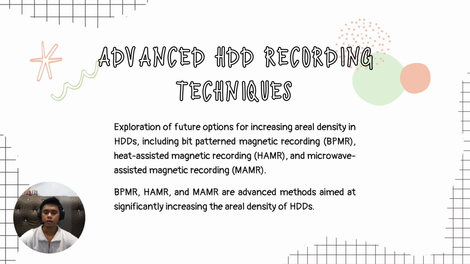Heat assisted magnetic recording uses localized heating to reduce the coercivity of the disk material, allowing for denser data recording. And lastly, microwave assisted magnetic recording employs microwaves to assist in the magnetic recording process, enabling precise and efficient data writing. These innovative methods enable the storage of more data within the same physical space, enhancing the overall capacity and performance of HDDs.